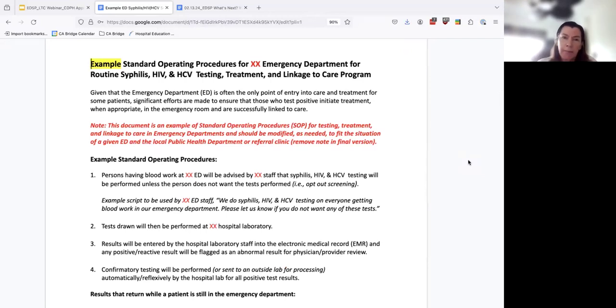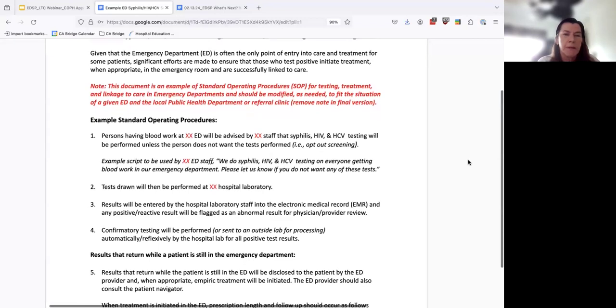And I'm going to just start under the example standard operating procedures. It is important to really identify where each of these X's are, who is going to be having these conversations. So starting with, and these first few steps look a little bit like that image that was shared, the first steps are that persons having blood work at your ED will be advised by which staff.